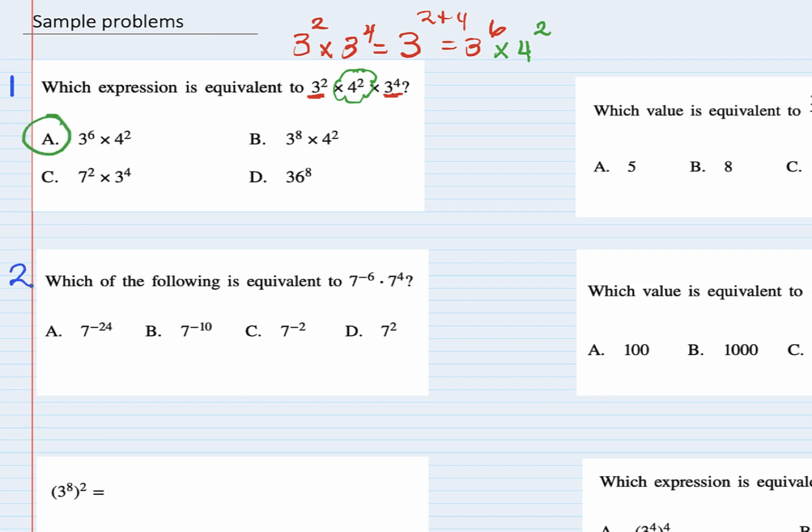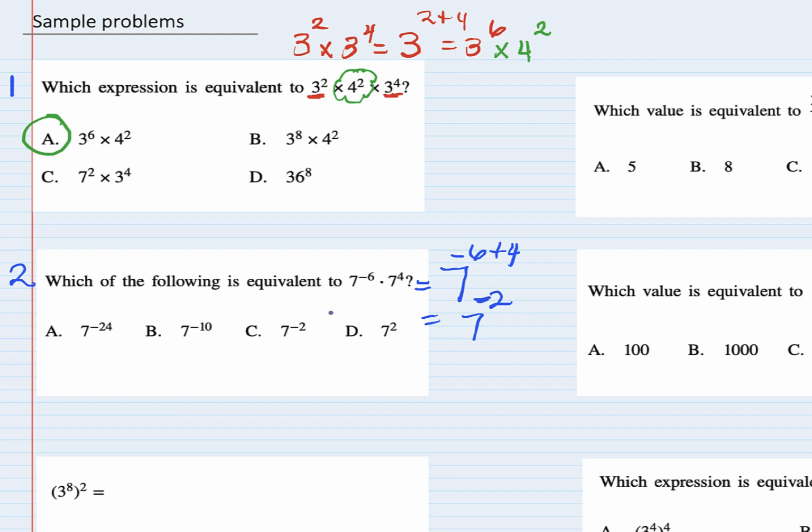Let's look at number 2. Which of the following is equivalent to 7 to the negative 6 times 7 to the 4? So again, we're multiplying. The bases match, so I keep my base. I'm going to add the exponents. It's negative 6 plus 4. I notice that they're different. One is negative and one is positive. And the rule says that when you're adding and the signs are different, you subtract. So I get a 2. I look to see who's the bigger number. It's a 6. So I see a negative 2.